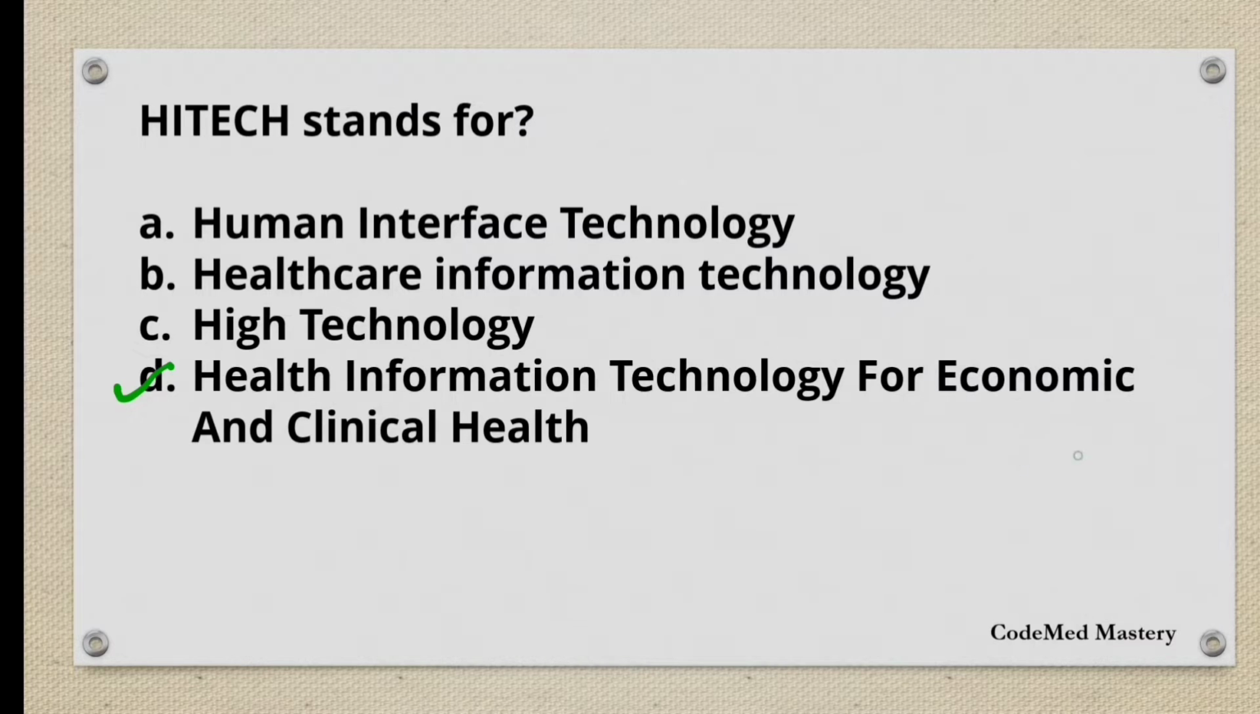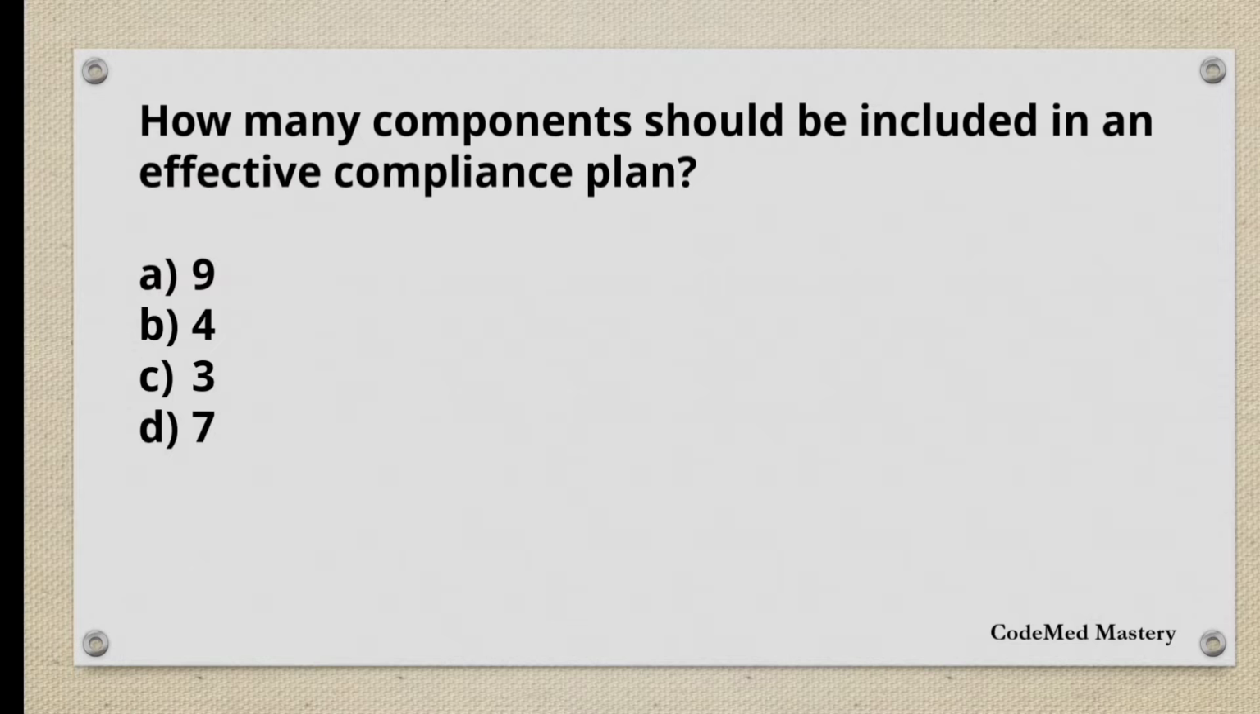Next question. How many components should be included in an effective compliance plan? Option A 9, option B 4, option C 3 and option D 7. The right answer is option D 7. Next question.